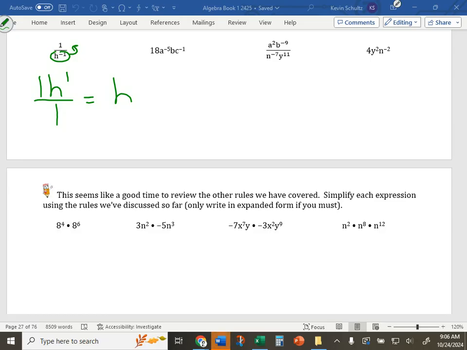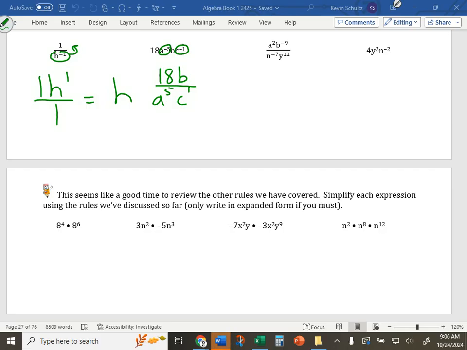The next one, raise your hand. What gets moved? Maybe someone we haven't heard from yet today. Grayson. A to the -5th and C to the -1st. Yup. 18 and B stay up top. 18 stays up top because it's a coefficient. B stays up top because it's got a positive power. In our denominator, we now have A to the +5th and C. If you want to write the positive first, then you can. You don't have to though. But they're both down in the denominator.